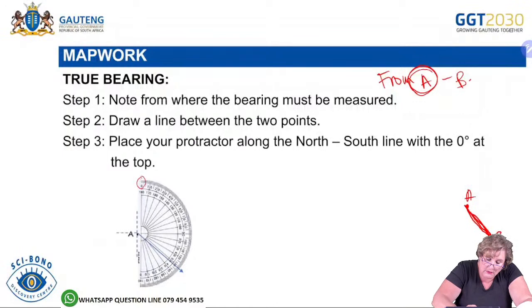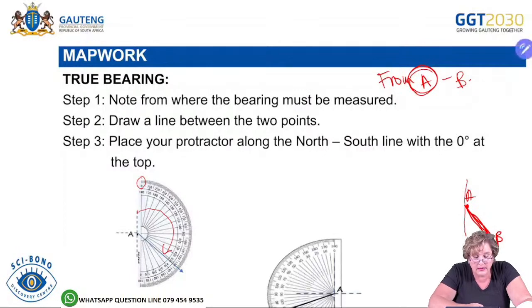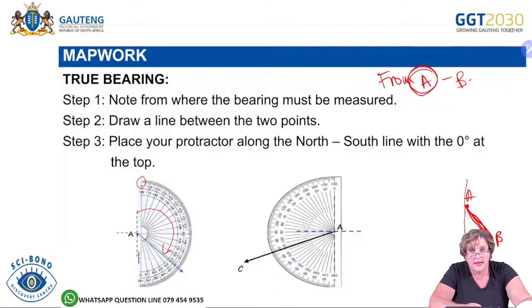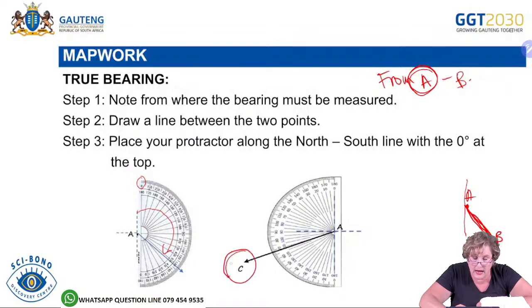There's your 0. There's your north-south line. At the point where you must measure from, you draw a north-south line. You put down your protractor and you read it off clockwise. You read the degrees off clockwise. Say for example, your point is here.